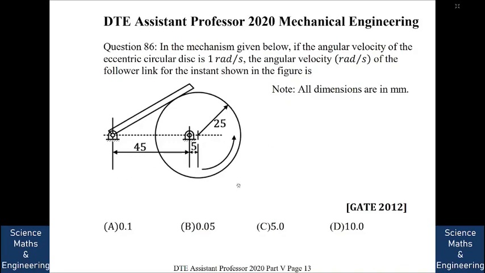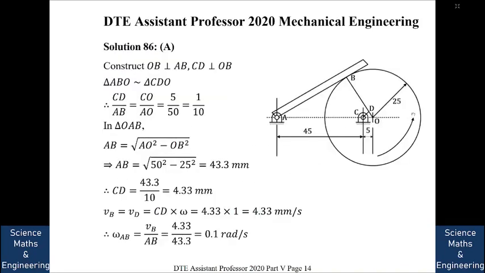Okay, so the answer is, see, we have this rotation, this is 5, this is 45, and this is 25 is given. Now we construct OB perpendicular to this link AB and CD perpendicular to OB. Now this triangle ABO is similar to the triangle CDO. So CD by AB would be equal to CO by AO. CO is 5 and AO is 45 plus 5, so it is 50. So CD by AB is equal to 1 by 10.